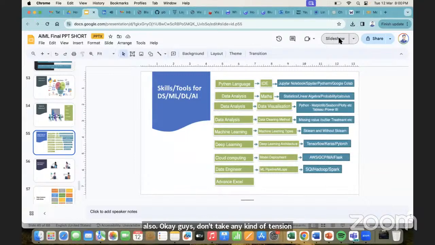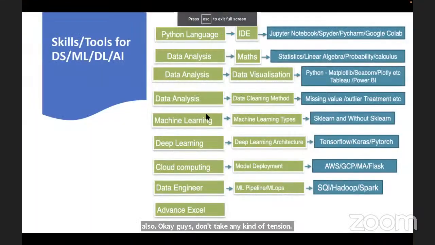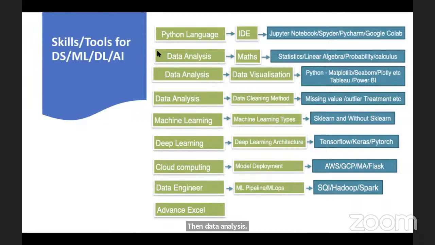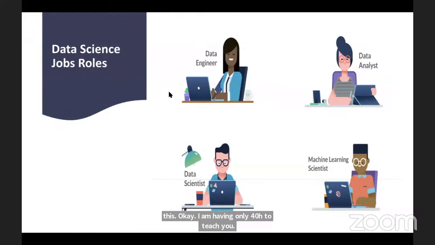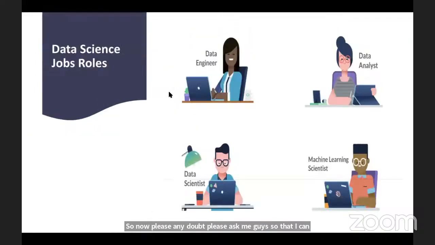Now, please concentrate on this part. In this slide, these are the skill set required: Python, then data analysis, then machine learning, and then Power BI. If you have this skill set, you are learning so many good things. Actually, guys, we have only 40 hours to teach you this. Please ask me any doubt so that I can help you out. Once you learn all these skills, these are the job designations you will get in the company.